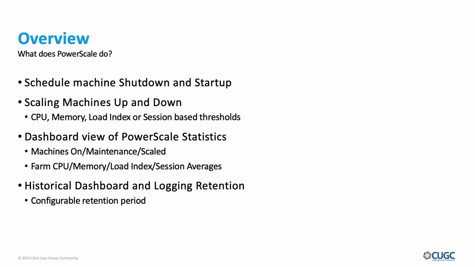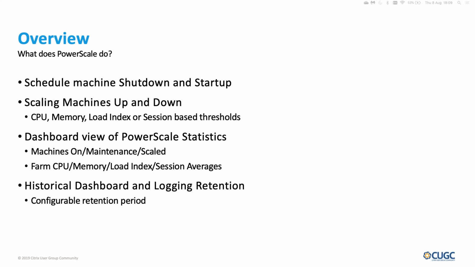So what does it do? We can schedule machines to shut down and start up inside working hours and outside working hours. So start up at the beginning of the day, run all the way through the day, and then shut them down at the end of the day. During these periods, if the machines are highly loaded, you can select a metric and a configurable threshold, and it will scale up additional machines for you whilst that load stays high. That load isn't averaged across the farm. We have CPU, memory, load index, or session-based thresholds.